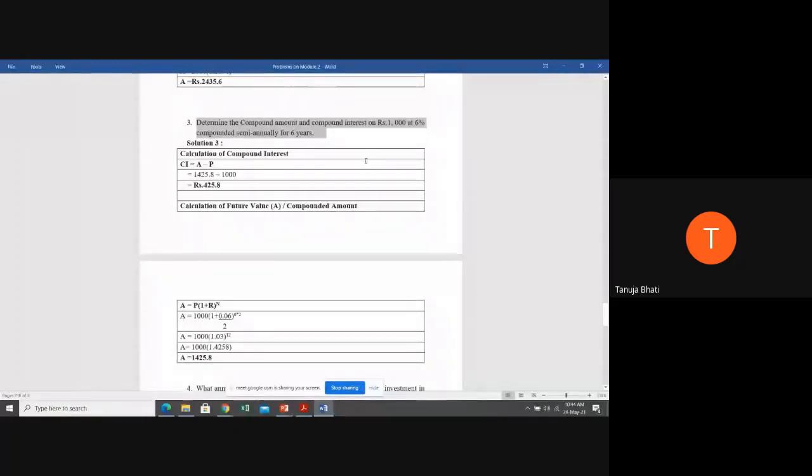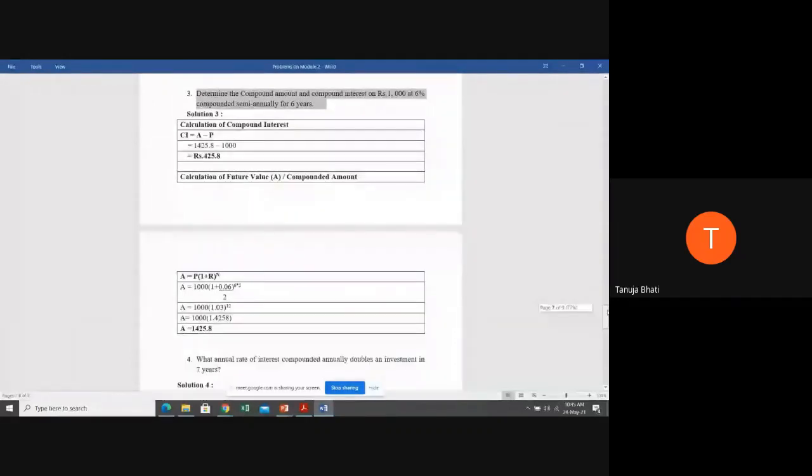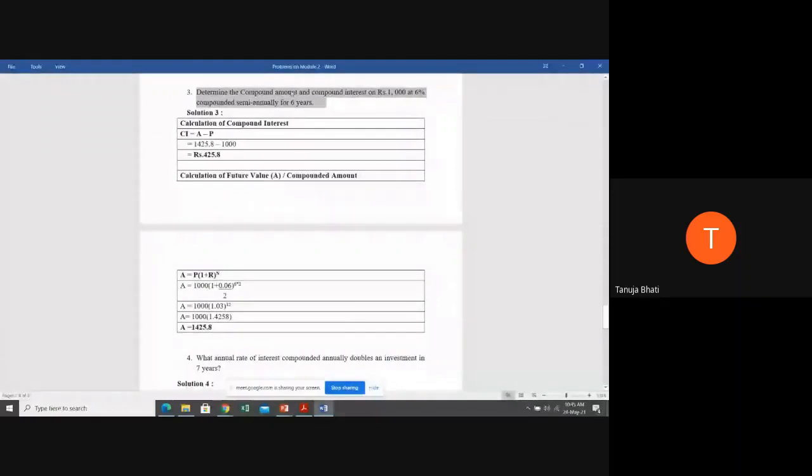So again, what you need to do is, they're telling us to find out the compound amount and compound interest both. So first, calculation of compound interest. Compound interest formula is future value minus your present value. Your present value is given as 1000. Future value you have to still find out.